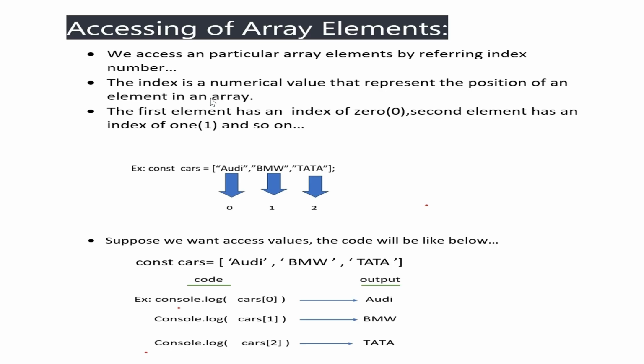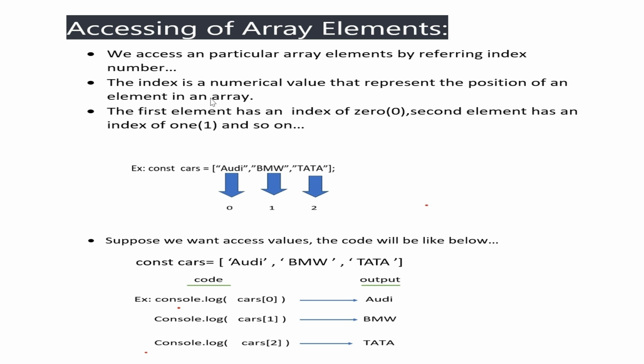So we know that an array is a special variable. It can store n number of values, or multiple values. But how can we access a particular value of an array element? So how can we access a particular element in an array? Now we can see how we can access array elements.